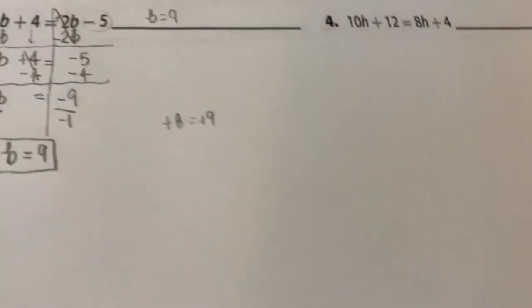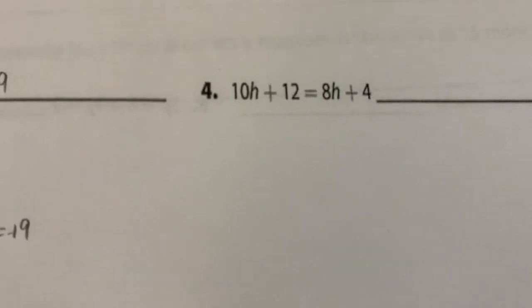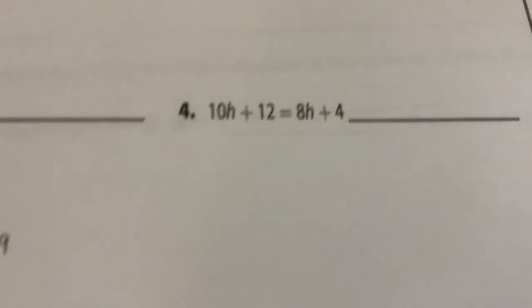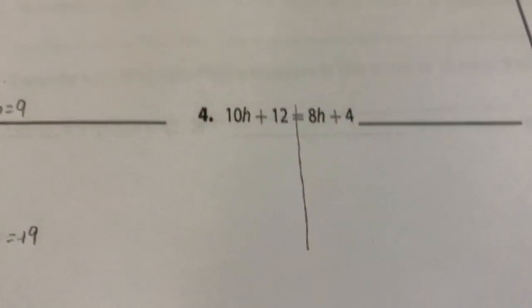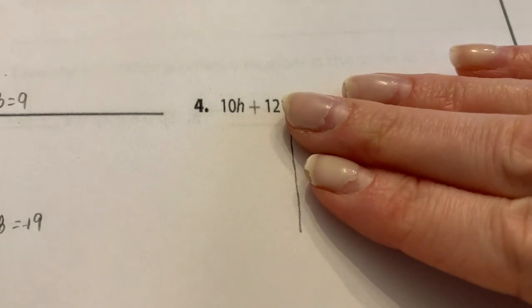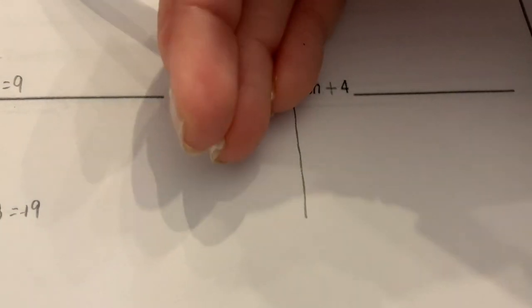Okay, let's do the last one on this page. 10h plus 12 equals 8h plus 4. So we draw our line and we look just to make sure. No like terms, no like terms.